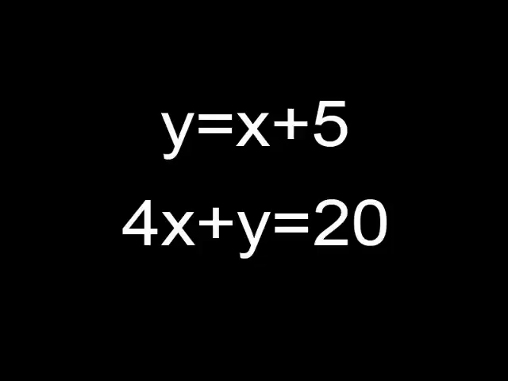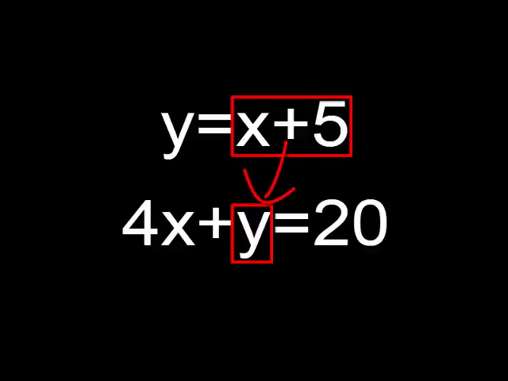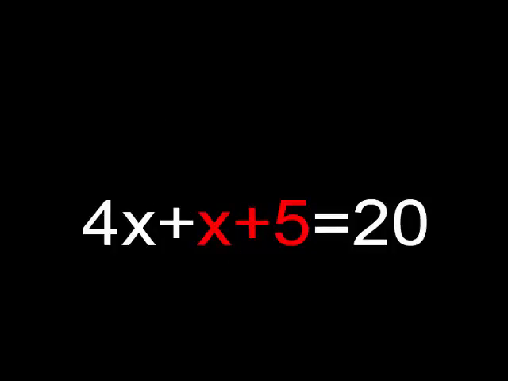Let me show you. Here you have y equals x plus 5 and 4x plus y equals 20. Now there's no way I can solve both of these things at the same time. However, since the first equation says y is x plus 5, no matter what, y is going to be x plus 5, I can replace the y in the other equation with x plus 5. That leaves me with 4x plus x plus 5 equals 20. Notice there's no more y's here. That's the point. I now have only x's I have to deal with, and I can deal with that.